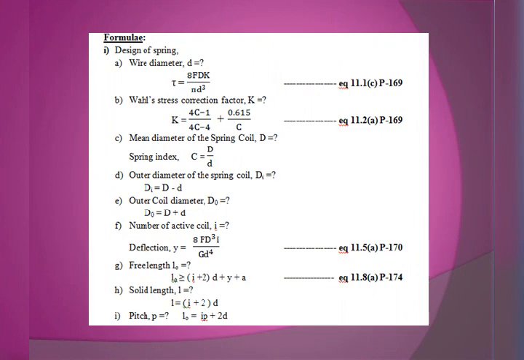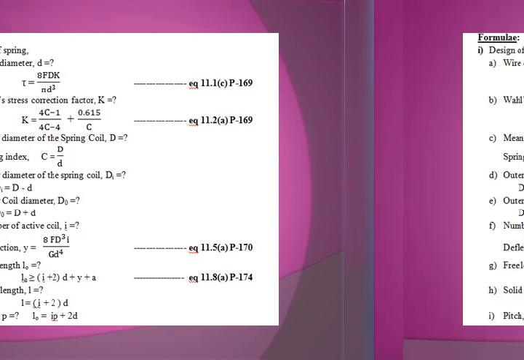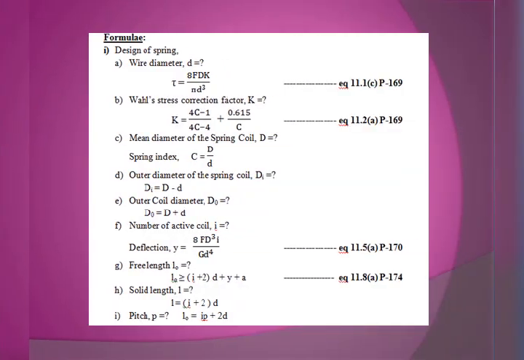Now in that, first we have to find the Wahl stress concentration factor K. That can be obtained by using the equation 11.2a, page number 169. By using the equation K is equal to 4C minus 1 divided by 4C minus 4 plus 0.615 divided by C. And spring index C he has given, so we'll get the value K. Now we'll look at the first equation. In that F value we know, capital K we will get, capital D and small d are unknown. Now that can be obtained.